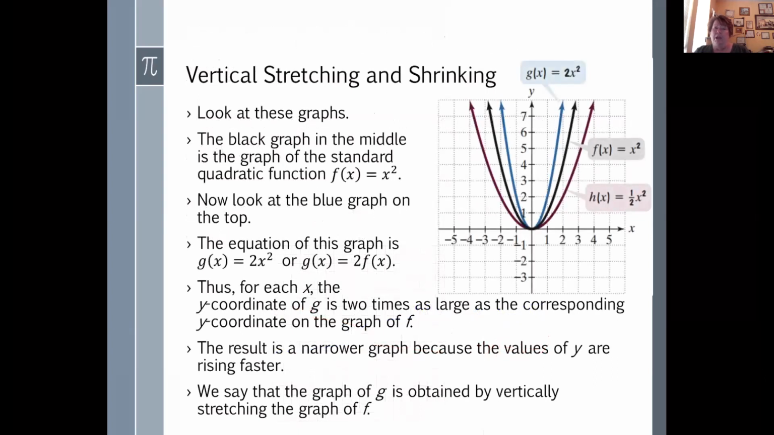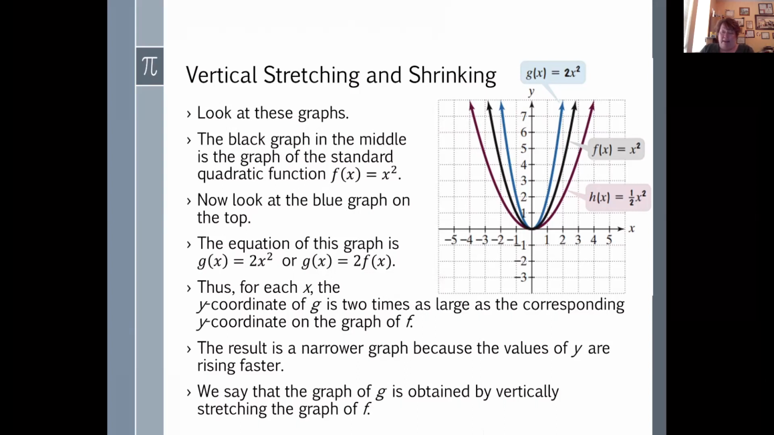All right, stretching and shrinking. So now let's look at these three graphs again. The black graph in the middle is again the graph of the standard quadratic function, f of x equals x squared. Now look at the blue graph. The blue graph is narrower than the black graph. The blue graph is the graph of g of x equals 2 times x squared, or 2 times f of x. f of x and x squared are the same thing. So it's 2 times f of x.